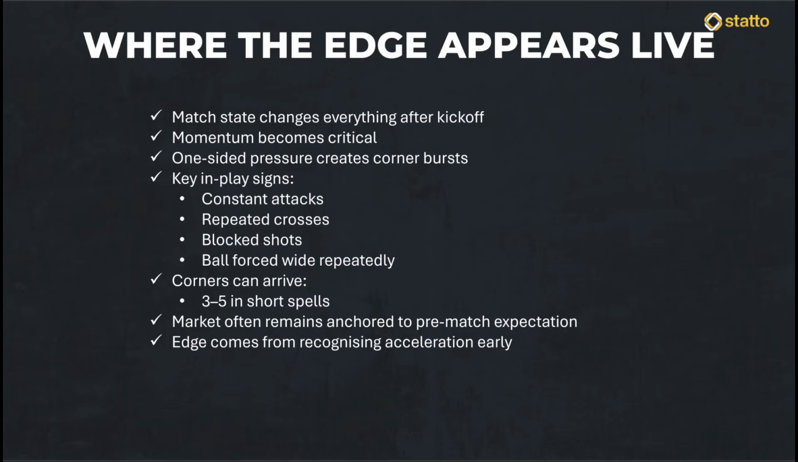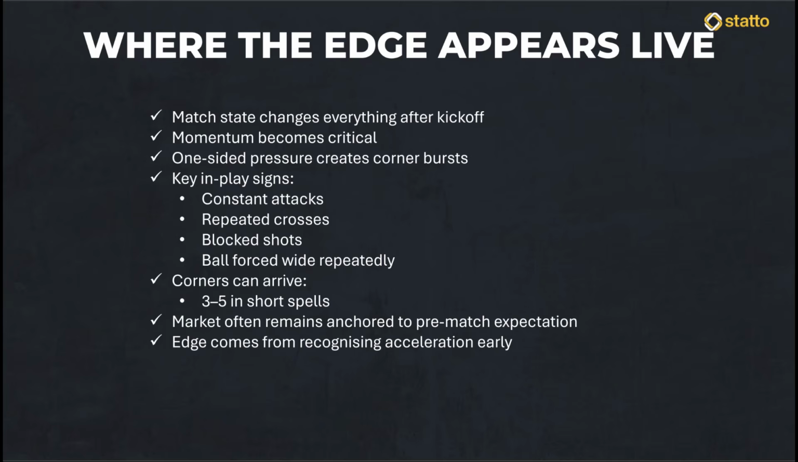And this is exactly where the edge comes from. The market is still anchored to that original expectation, but the reality of the match has shifted, and when you can recognize those situations, you're no longer just relying on the average. You're positioning yourself for when the corner count starts to accelerate beyond it. Once you understand that, the rest of the strategy starts to make a lot more sense.